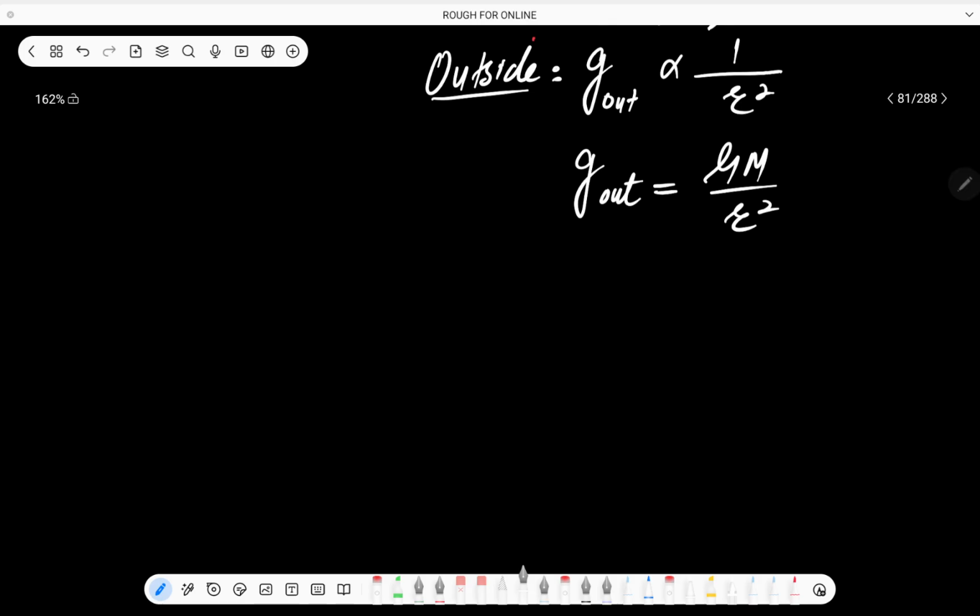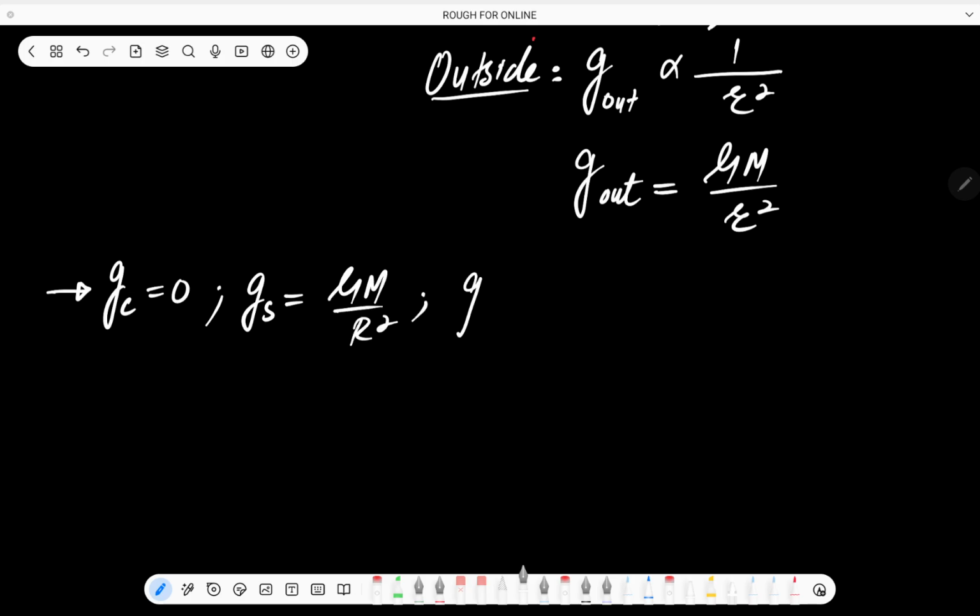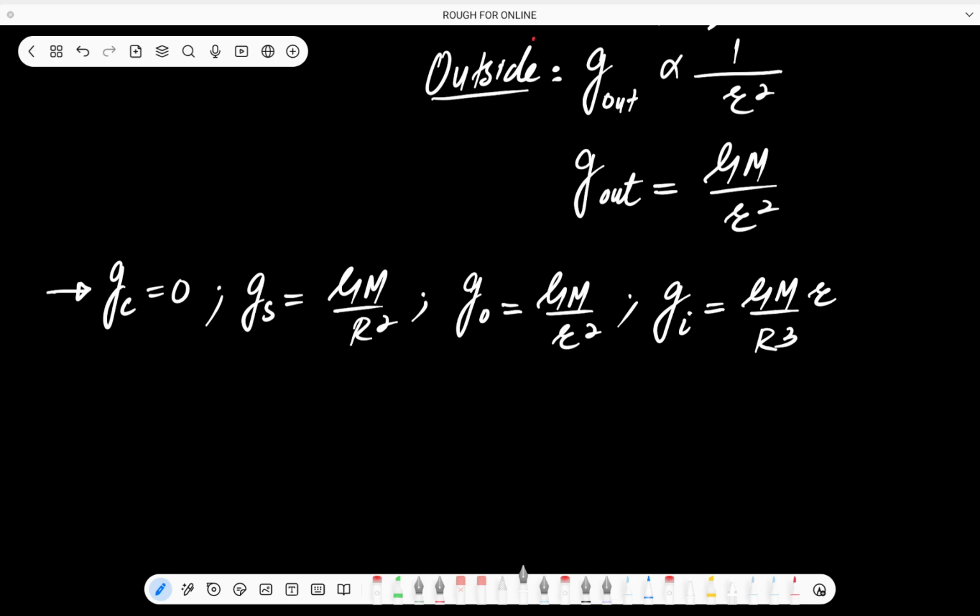Let me again write down in a single line that acceleration due to gravity at the center is equal to 0. Acceleration due to gravity on the surface is GM by R², which is maximum. Outside it is GM by small r², because it's inversely proportional to r². And inside it's directly proportional, so I will write like this: GM into small r divided by capital R³. All right, my dear students.